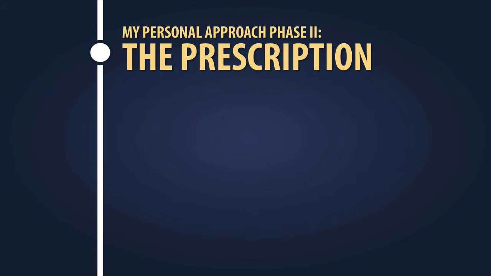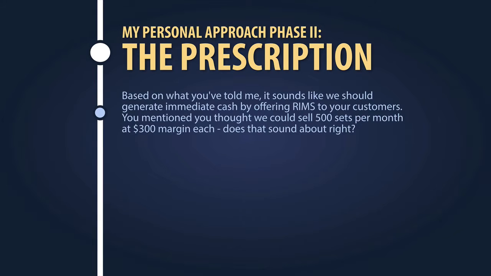So the way I present this is I've asked them all these questions and I use a little formula here. Actually, let me give it to you. I'll say, based on what you've told me, X. So in this case, for this example, I say, based on what you've told me, it sounds like we should generate immediate cash by offering rims to your customers. You mentioned you thought we could sell 500 sets per month at $300 profit margin. Does that sound about right? And he'll say, yeah. And why is he going to say yes, by the way? Because he already said yes. It was his idea. I just sort of asked him the questions.